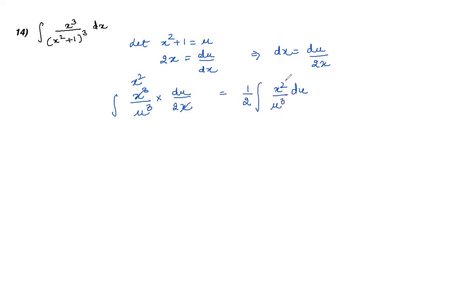Now I need to convert this x square in terms of u, right? Now I have x square plus 1 is equal to u. So x square is equal to u minus 1. So I'll put this, instead of x square I'll write u minus 1. Now I'll distribute the denominator for both the terms. So it would be u upon u cube minus 1 upon u cube.